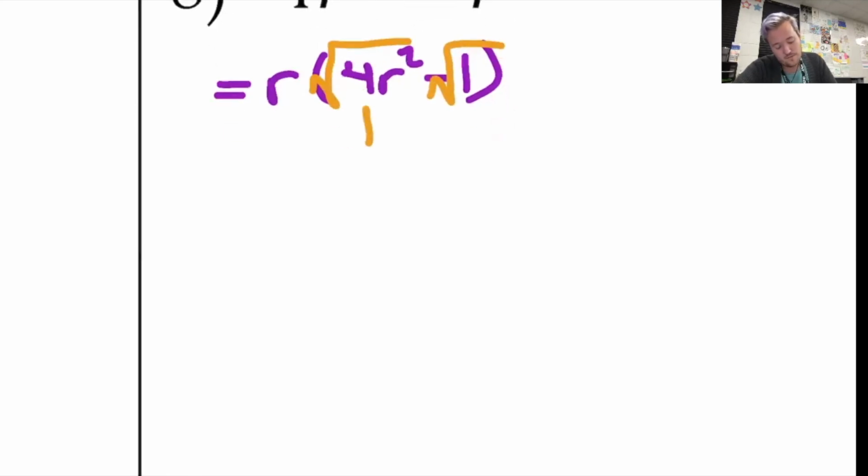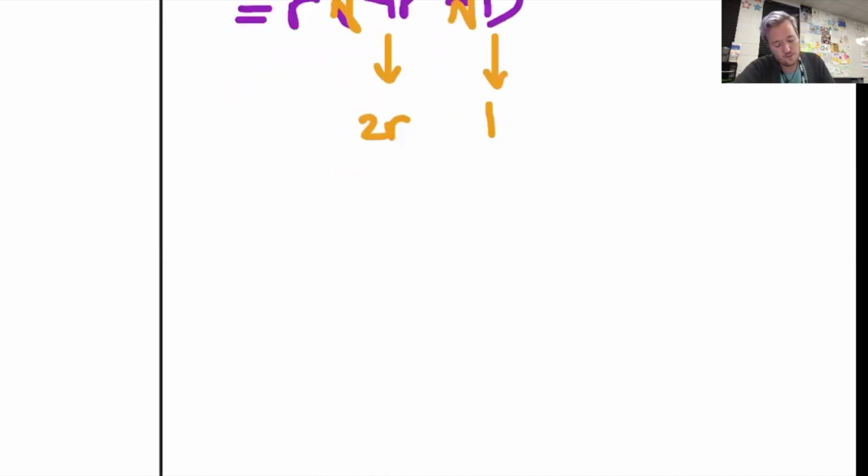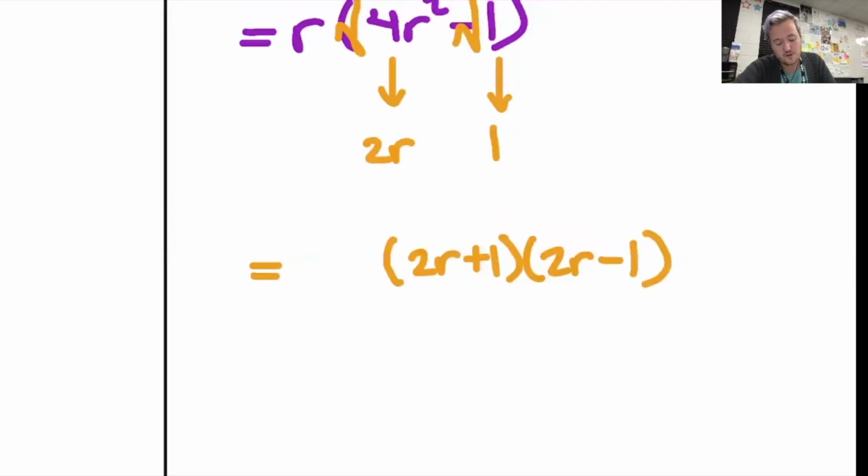All right, so square root of 4R squared is 2R. Square root of 1 gives you 1. So remember, one with addition, one with subtraction. So you're going to have 2R plus 1 and 2R minus 1. And then you also need to write that R from the very beginning. So don't forget that R. That's going to be on the outside.